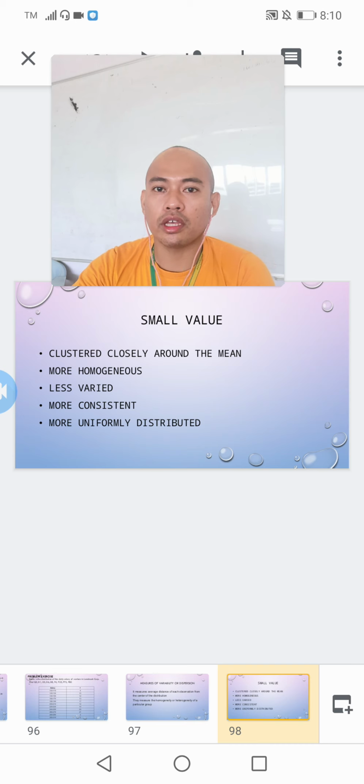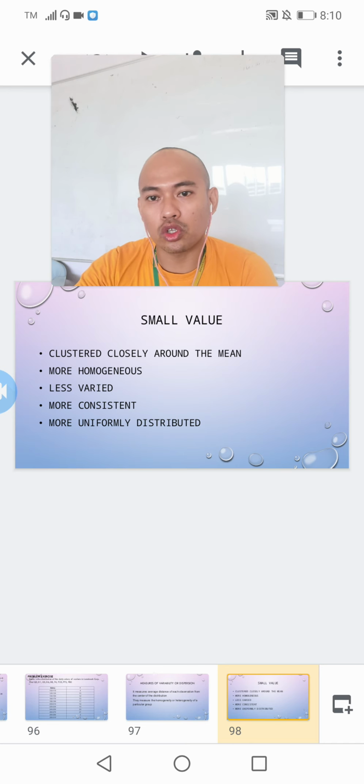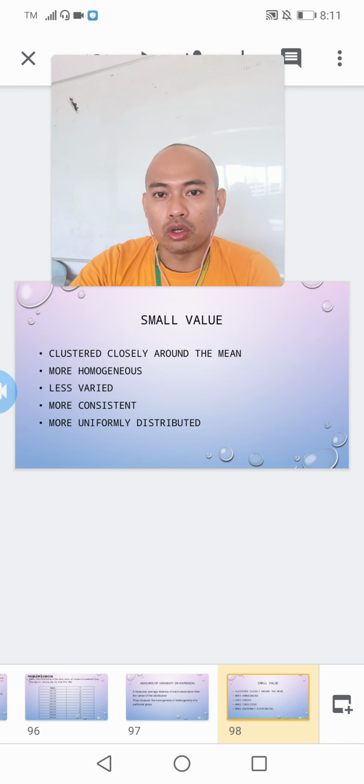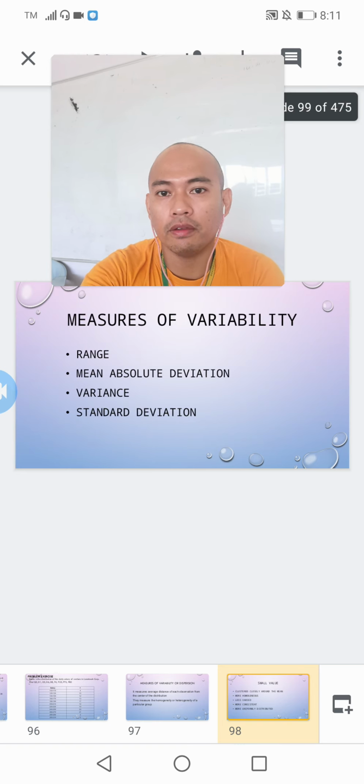We can also say the data is less varied as compared to the other. It is also considered more consistent. All of these characteristics are synonymous with each other. And lastly, more uniformly distributed. So this is the meaning when we have a small value of variability.